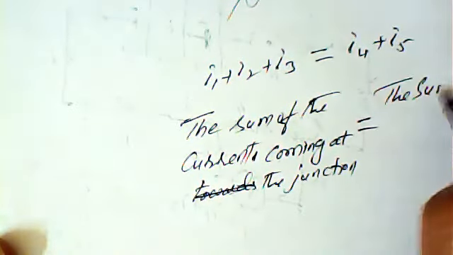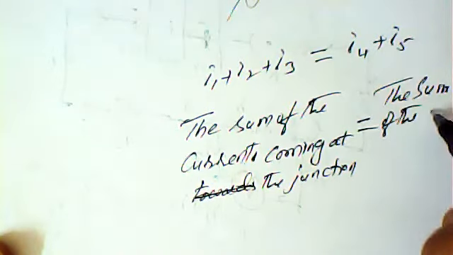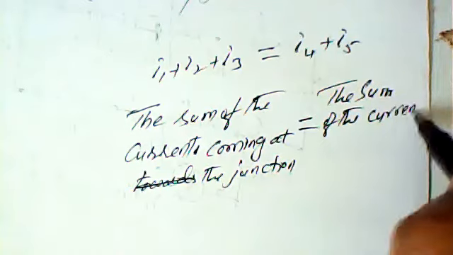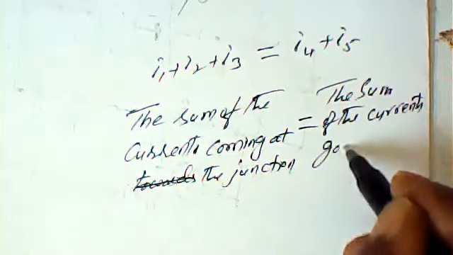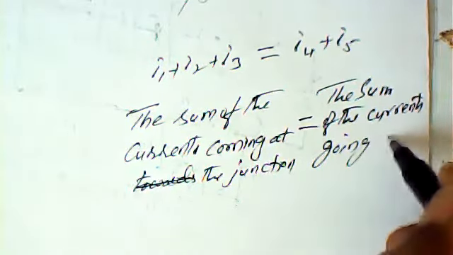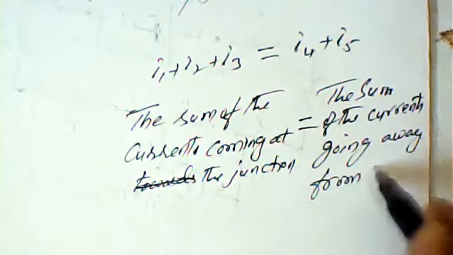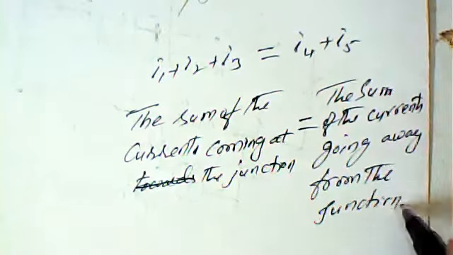is equal to the sum of the currents going away from the junction.